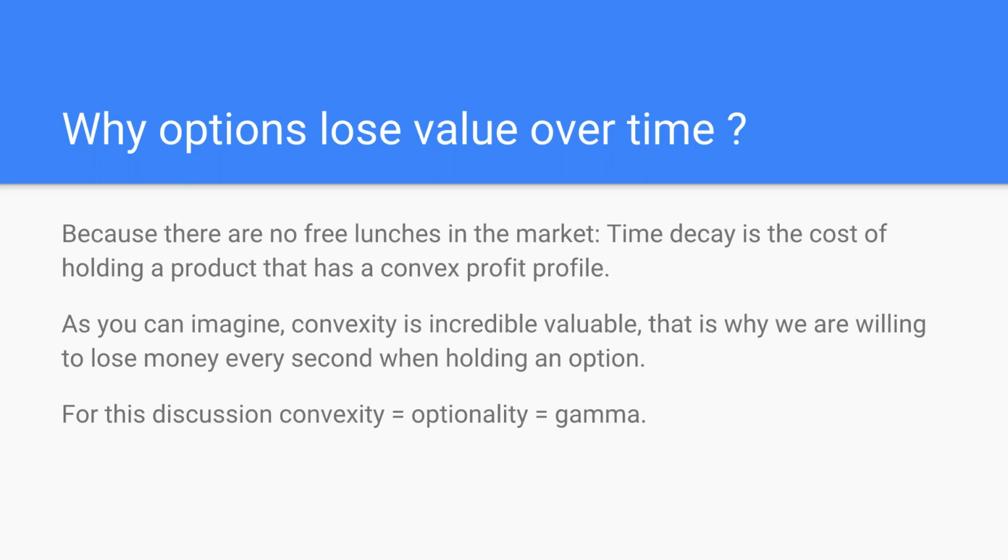Why do options lose money? Why, for instance, don't shares lose money? Why don't futures lose money with time? It's only options. So that right there is giving you a hint that options are very special. And there are many ways to approach the subject of time decay, but I like to approach it from the point of view of convexity. So the reason options lose money over time is because options have a convex profile.